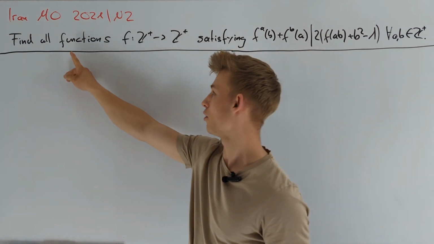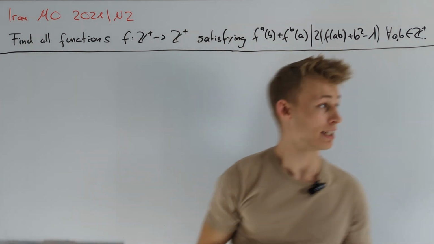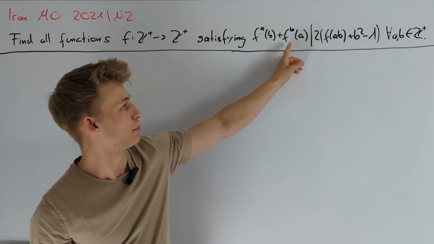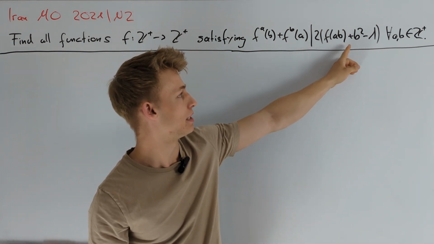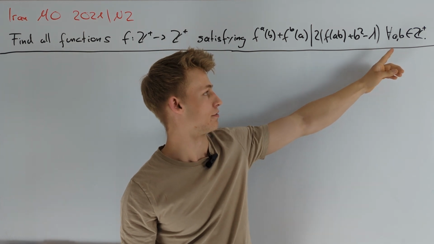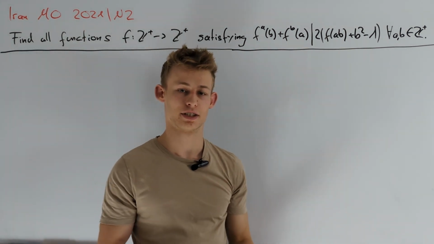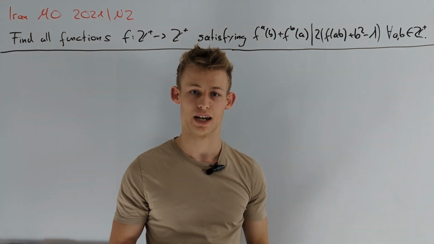We are asked to find all functions f from the positive integers to the positive integers such that f to the power of a of b plus f to the power of b of a divides 2 times f of ab plus b squared minus 1 for all positive integers a and b. f to the power of a means applying f iteratively a times. So for example, f squared of x is equal to f of f of x.